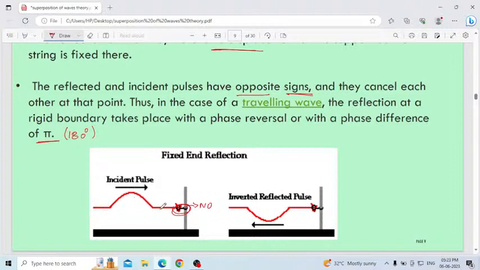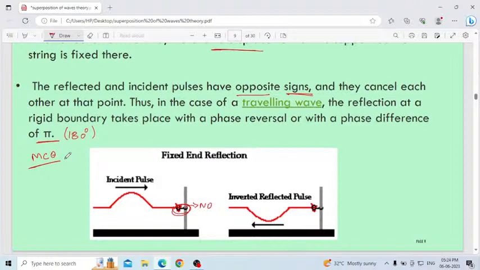If the pulse moves in this direction, you will get the inverted pulse, but in the same direction it will come back. Therefore the phase difference will be 180 degrees. Very important. They may ask in an MCQ question, in the case of fixed end reflection, what is the phase difference? The phase difference will be 180 degrees. Okay.